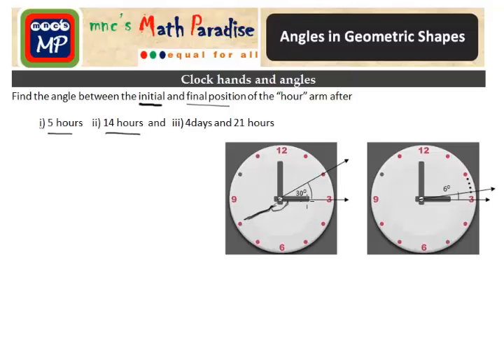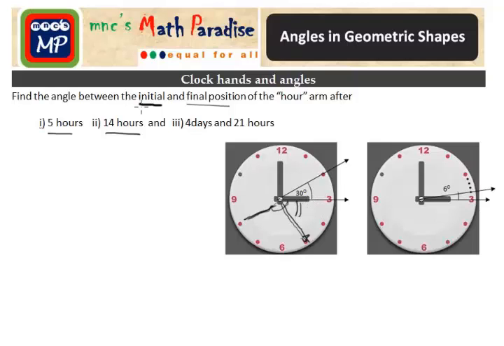So when an hour clock, say starting from here, moves 14 hours, what will happen? It will go around, and after 12 hours it will be again in the same position, and then 13, 14. So after 14 hours the hour clock will be here. The angle between the initial position and final position will be this. In this way, every 12 hours the hour clock comes back to its initial position.